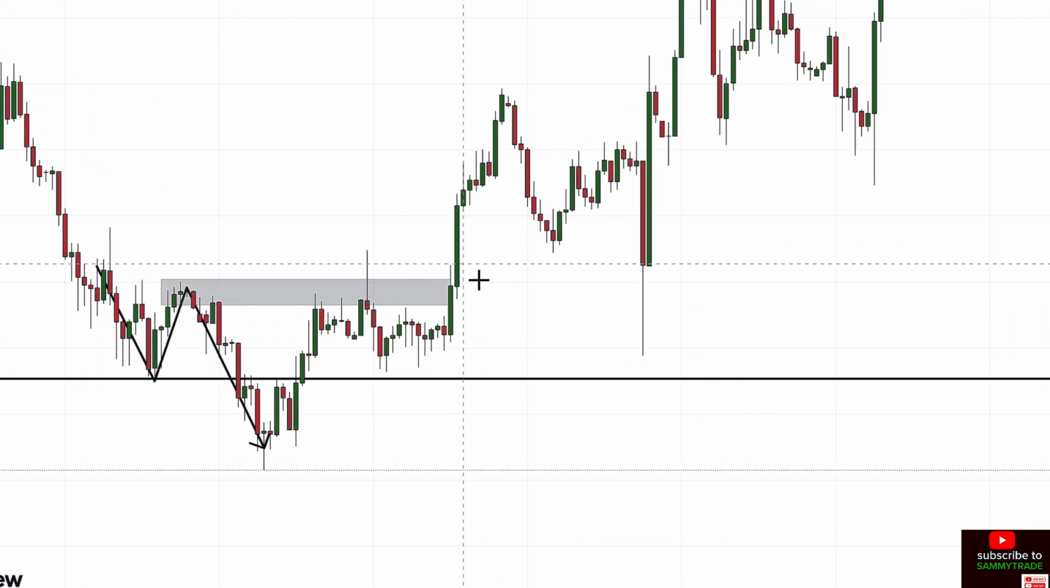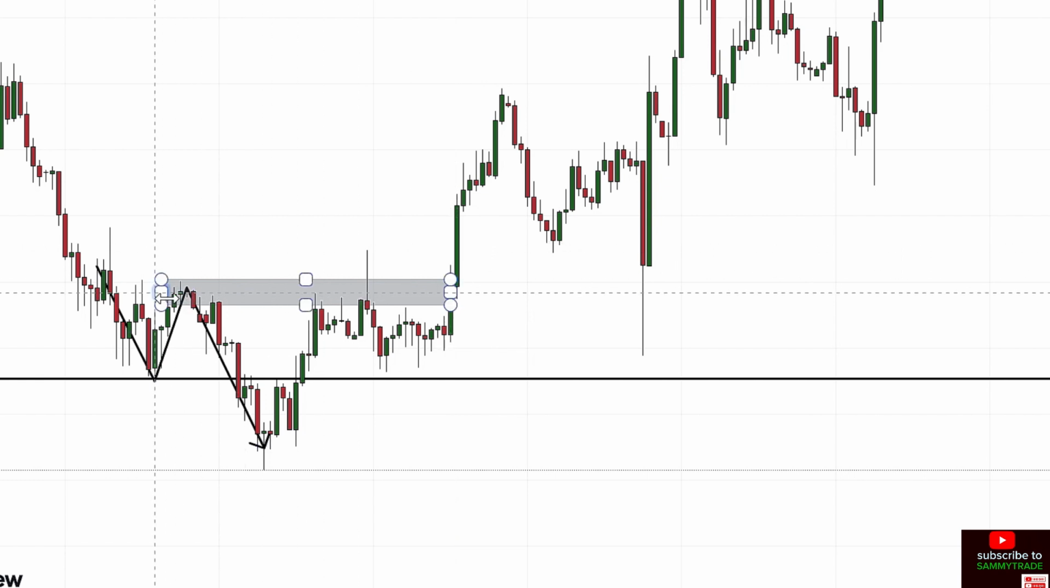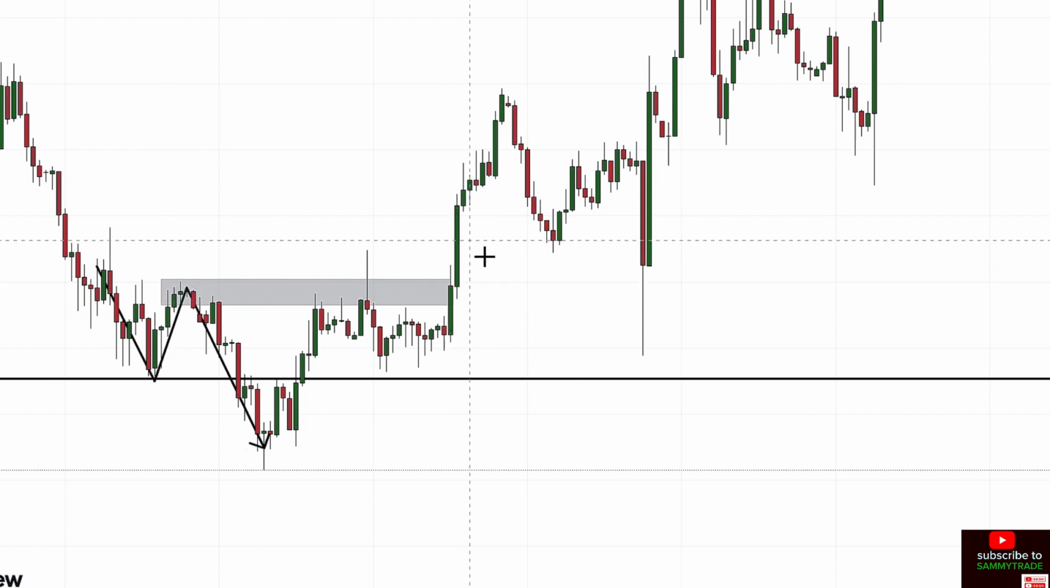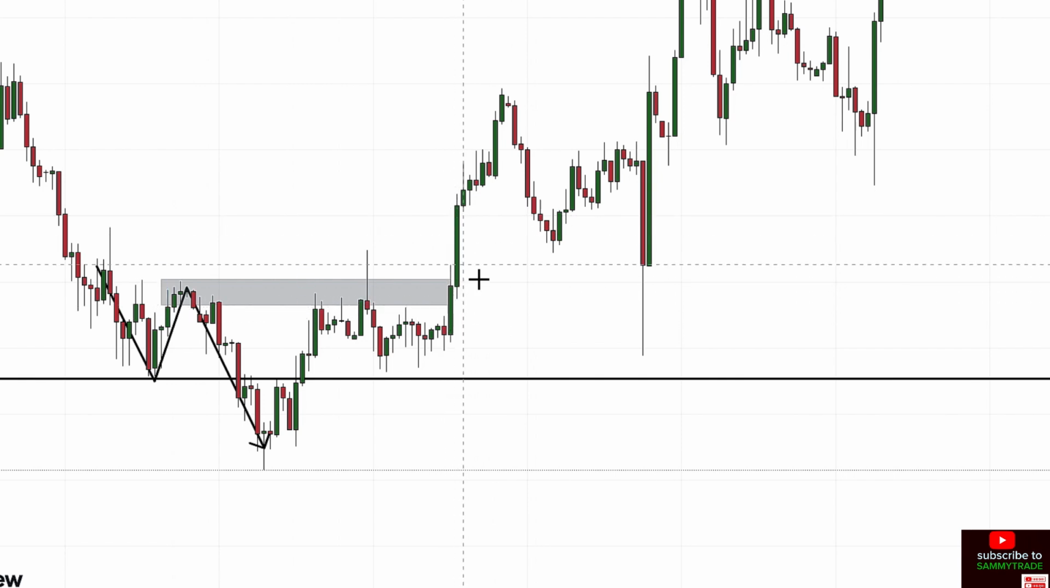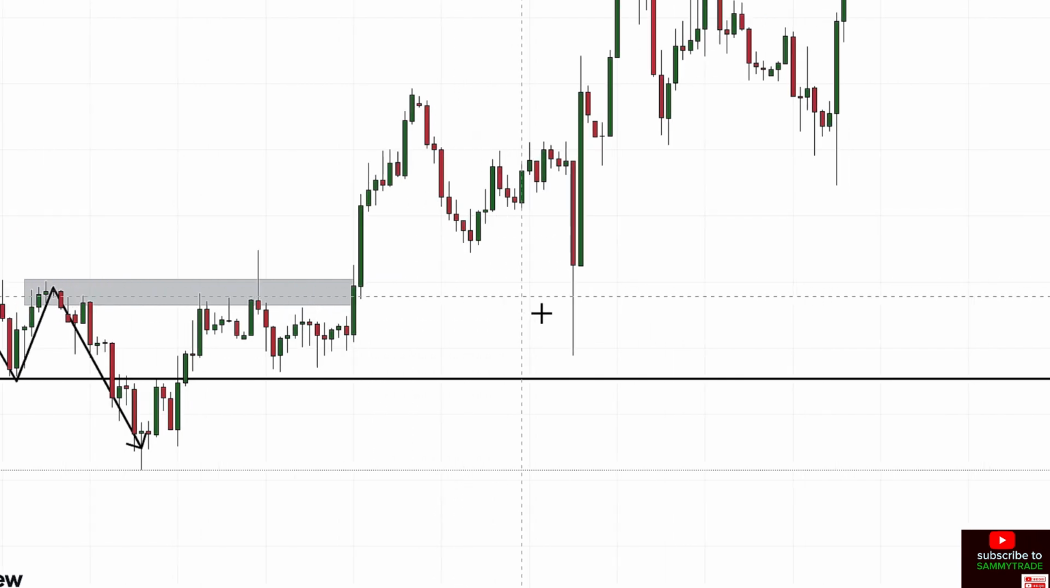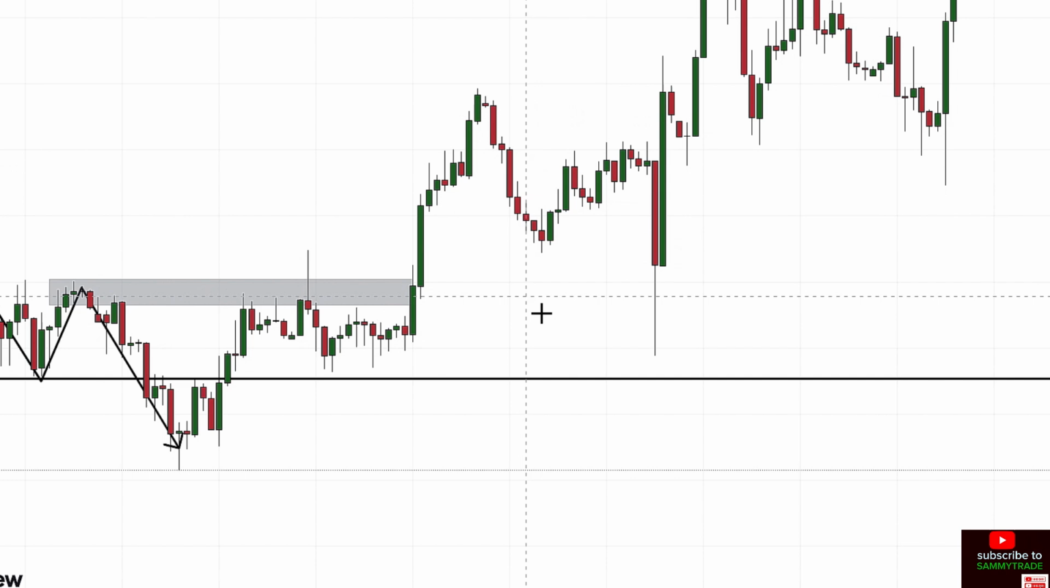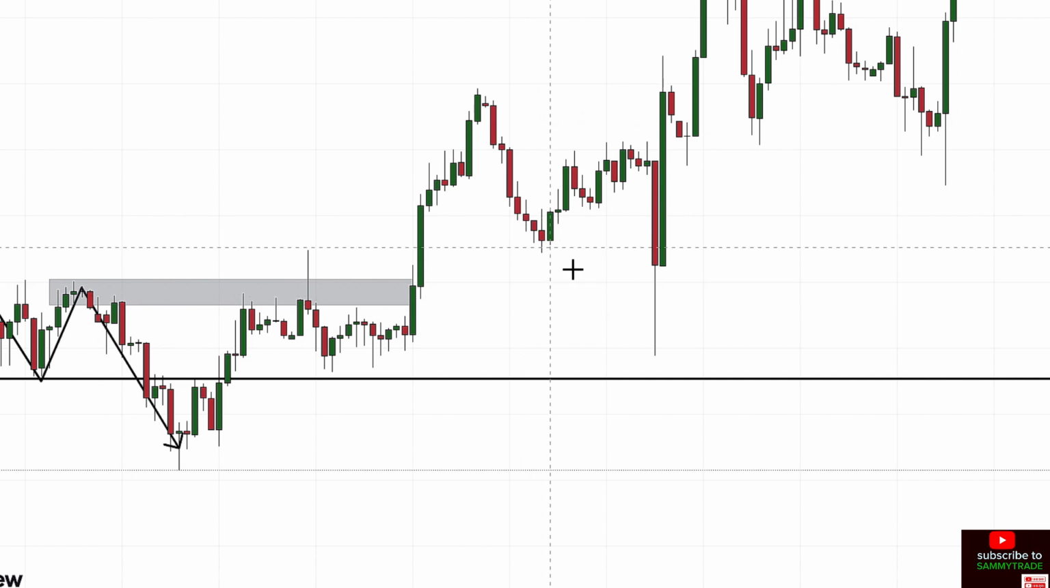Price broke past our last lower high at this point with a lot of liquidity, causing this fair value gap at this point. I don't know if you can see this. And secondly, price left us with a flip zone right here.